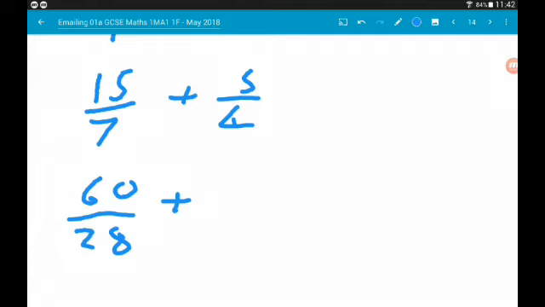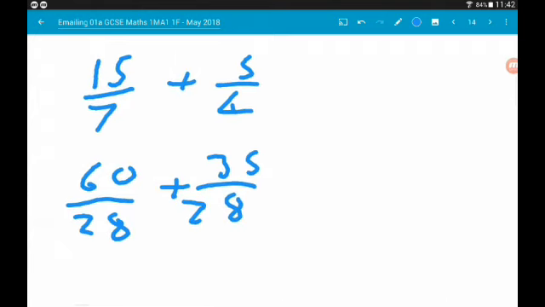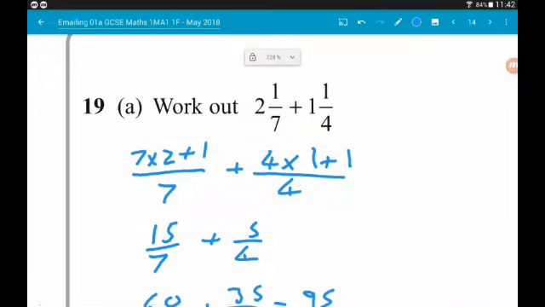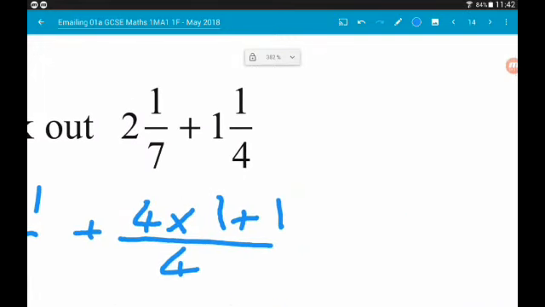And then to turn 4 into 28, we need to multiply by 7. So we do that to the top as well. So that gives us 35/28. Now we have the same number on the bottom. We just add the tops. And we get 95/28. So that's one way. And that would be fine. Really, that would be what you want to do. But we could speed it up a little bit.